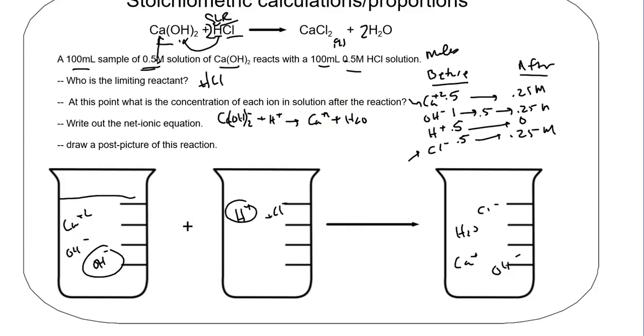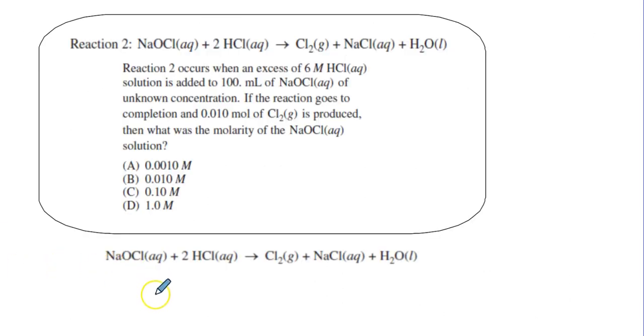All right. Got ourselves a question here. Okay, reaction 2. This reaction requires excess 6 molar hydrochloric acid. Okay, 6 molar. To 100 milliliters of this of unknown concentration. If the reaction goes to completion, 0.01 moles of chlorine is produced. What's the molarity of the original solution? Pause it for a moment, give it a try, see what you think. This could be a nice table problem.